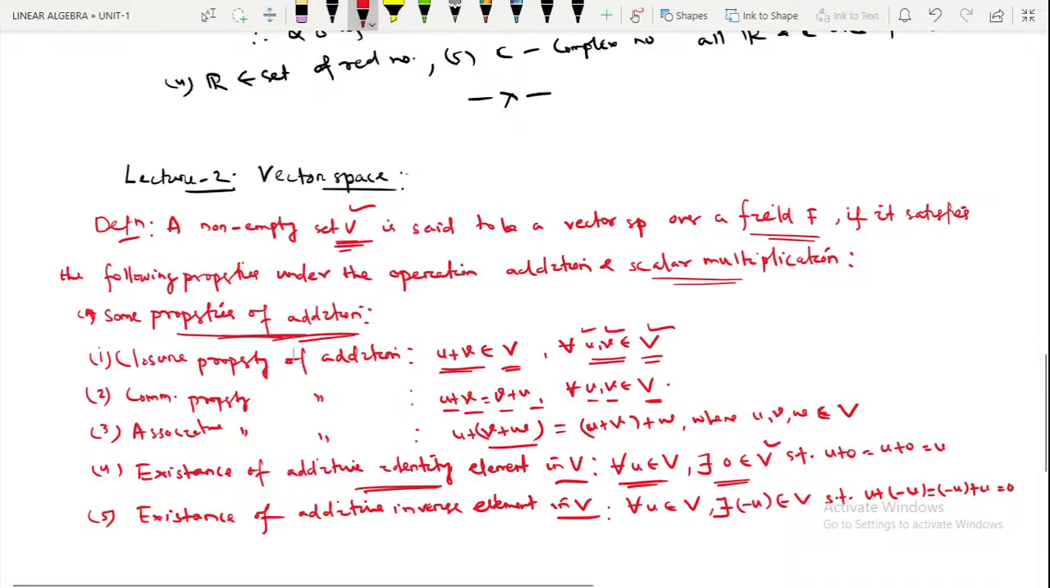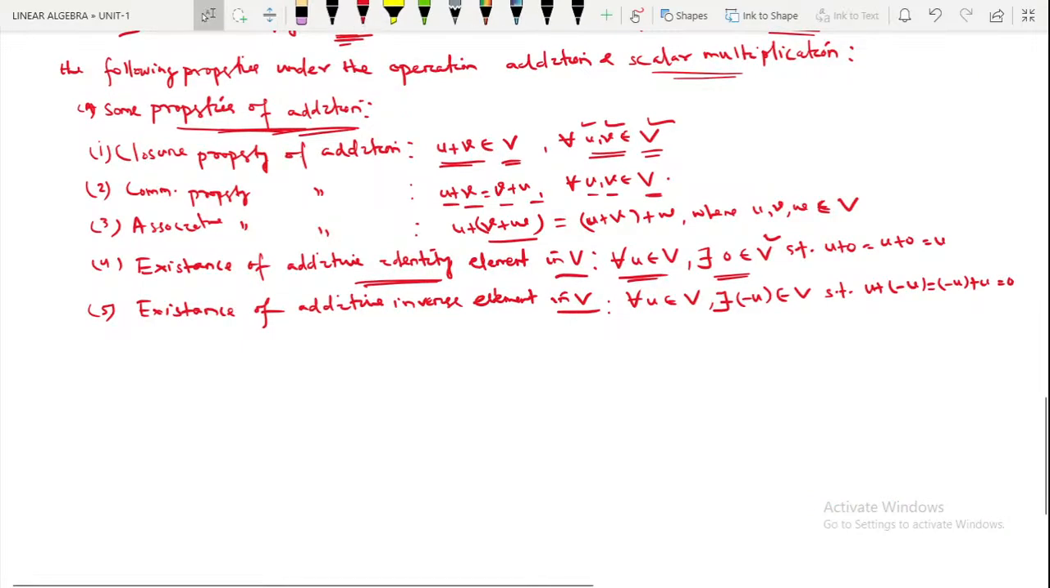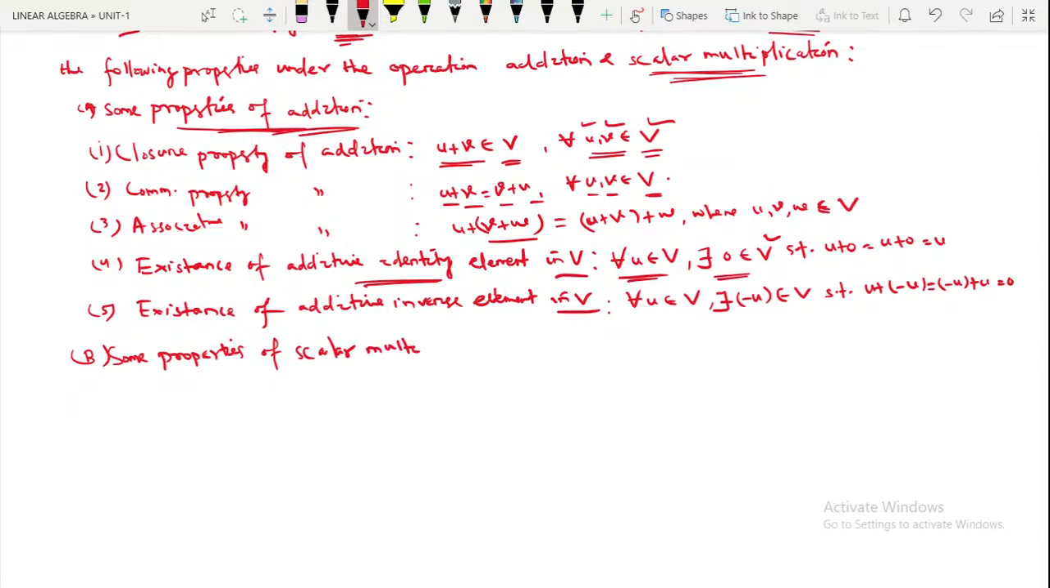Similarly, it has to satisfy some properties of scalar multiplication also. So we can write some properties of scalar multiplication. Then its first property is closure property of scalar multiplication.